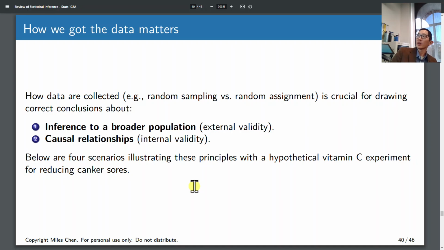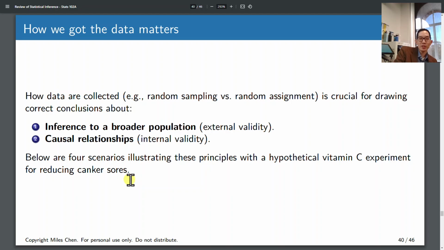Okay. How we obtain our data matters. Whether we got the data via random sampling or we did an experiment with random assignment is going to be important regarding whether we can make conclusions that kind of generalize to broader populations, or whether we can make cause and effect relationships.